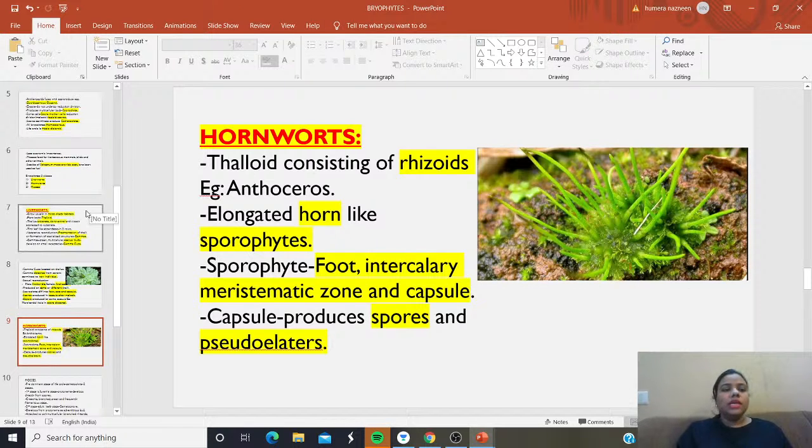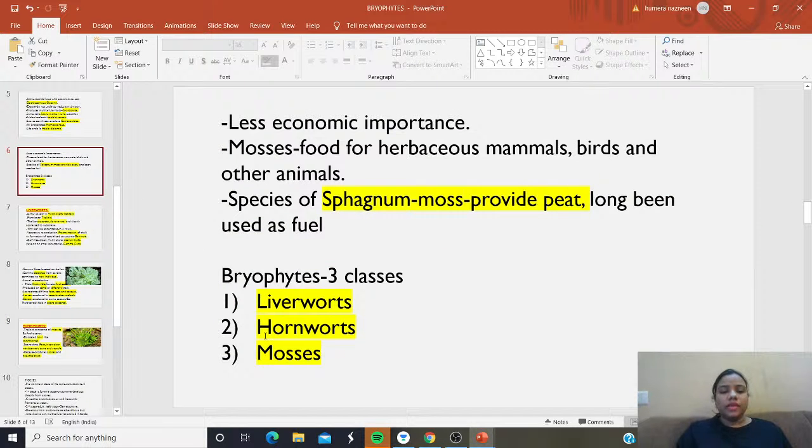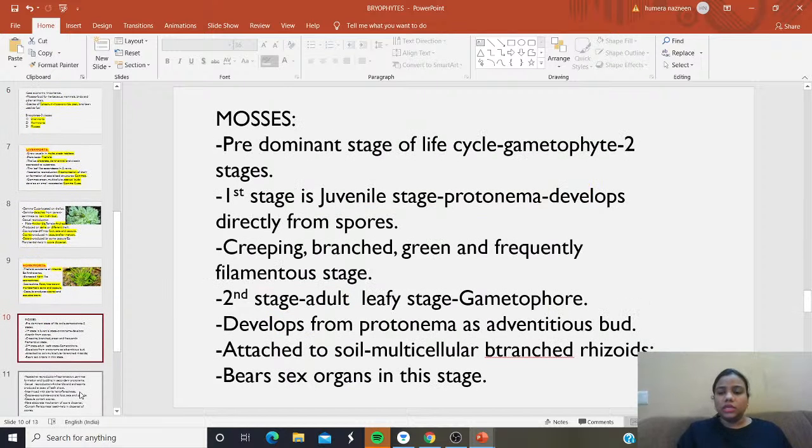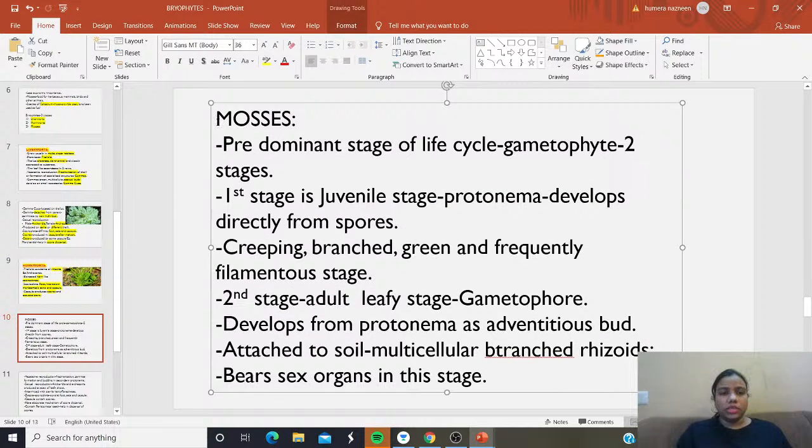So first we saw liverworts, then hornworts, and finally the third class of bryophytes is mosses. Now we are going to see what mosses are. In mosses, the predominant stage of the life cycle is the gametophyte, and it has two stages. The first stage is the juvenile stage.